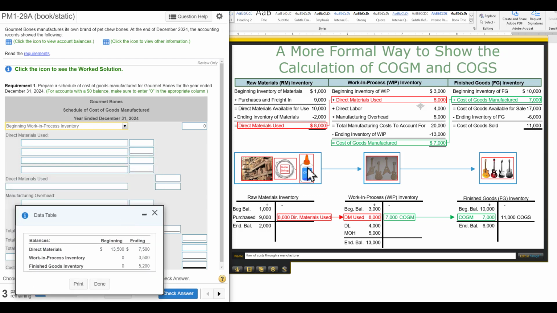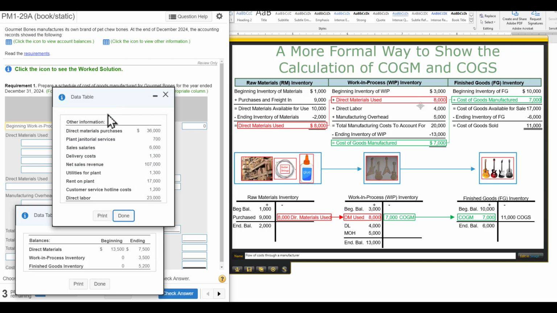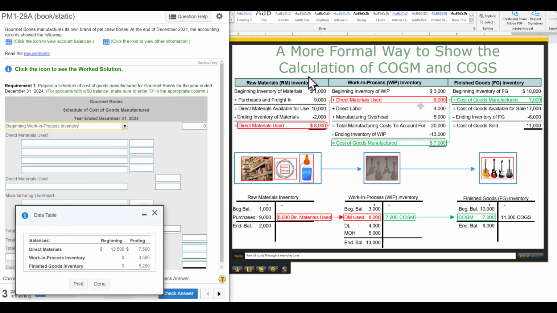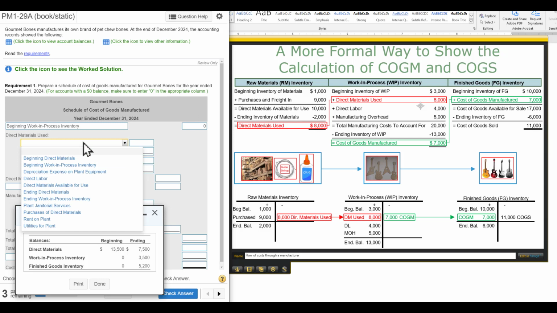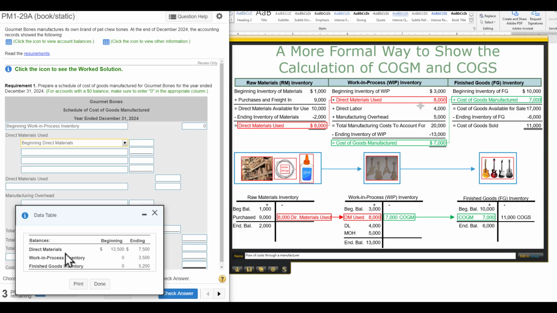Next, it says we need our direct materials used. The direct materials gives us a beginning and an ending, and this window does not tell us direct materials used, it tells us direct materials purchased. So we have to go back and do this calculation, which calculates direct materials used. We start with beginning inventory of materials. So beginning direct materials, we get that from right here, 13,500, copy, paste.